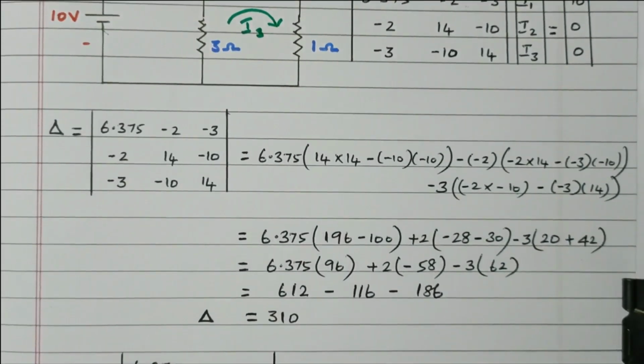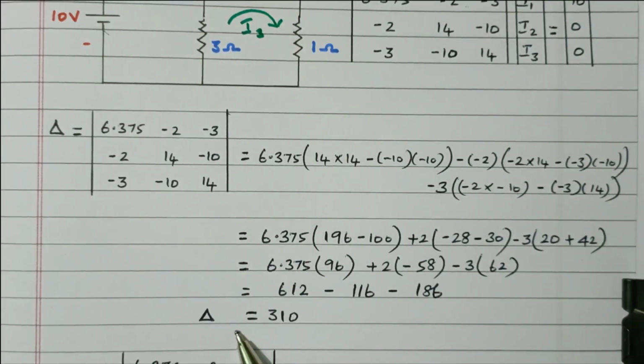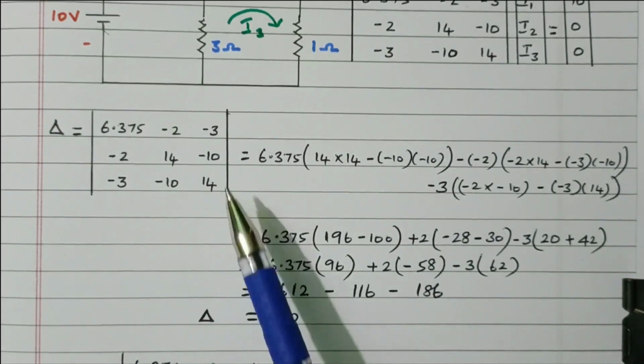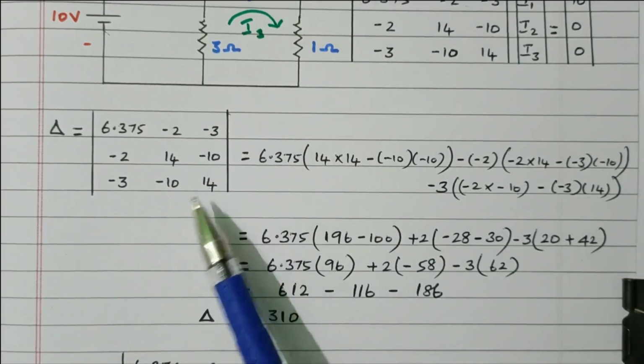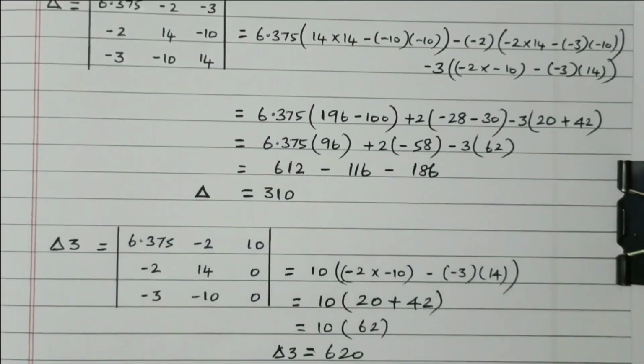Determinant is easy. After simplification, step by step, we got 310. So it is very similar to the previous case also. Delta value is 310. But now we will replace the third column with the voltage matrix, so that we will get delta 3.